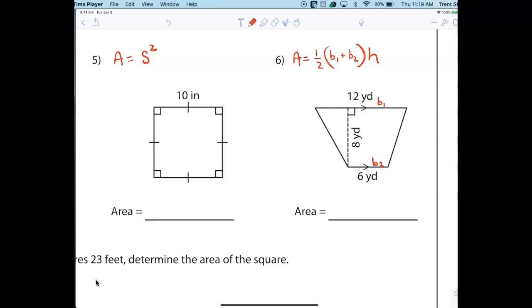Is it the base or the top? Do you think it would matter if I did 12 plus 6 or 6 plus 12? All right, what do you think? I forgot, I'm sorry. It's h for height, right? H stands for height. Wait, so are you multiplying b1 plus b2 by 1/2 and then?